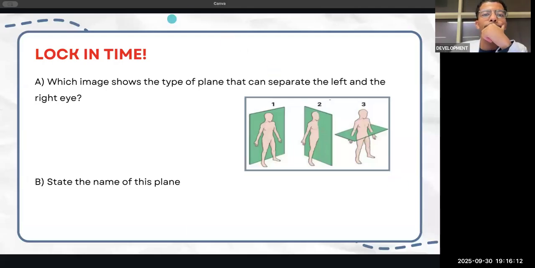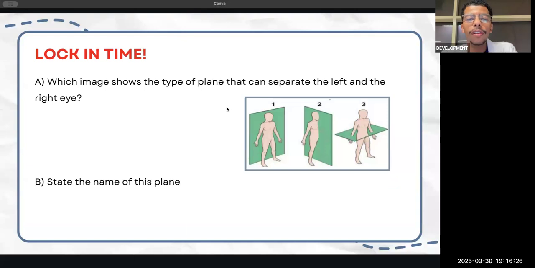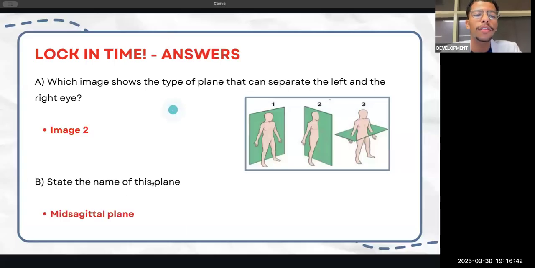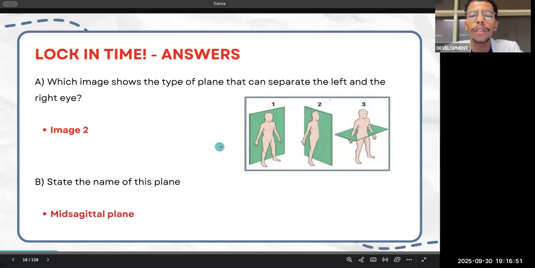Okay, so question. Which image shows the type of plane that can separate the left and right eye? Okay, and what is it called? Okay, I see people saying sagittal. Sagittal is not specific enough. You have to say the full answer. It's called, yes, mid-sagittal, exactly. Okay, so if you just say sagittal, it's going to be counted as wrong because it's exactly in the middle. Okay, so it's called mid-sagittal. You guys have to be careful with that.